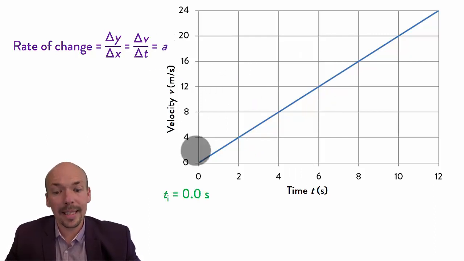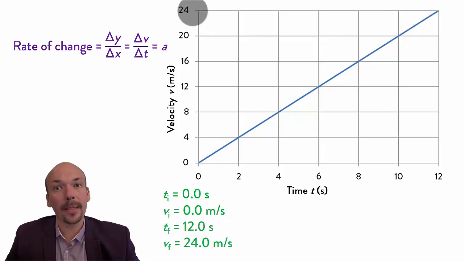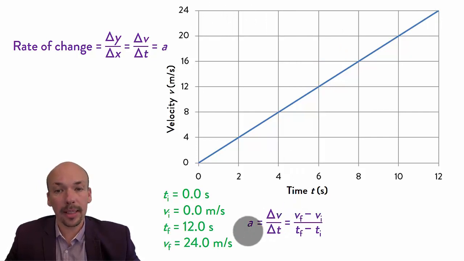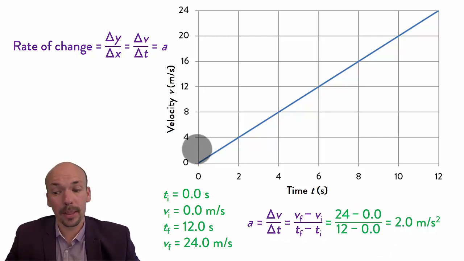So for instance, in this example, the initial time is 0 and the initial velocity is 0 meters per second. The final time is 12 and the final velocity is 24 meters per second. And if you then calculate the acceleration, it's 24 divided by 12 equals 2 meters per second squared. So this one has an acceleration of 2.0 meters per second squared.